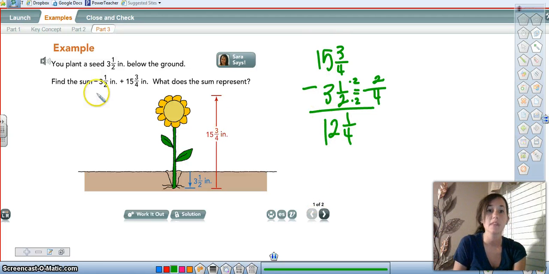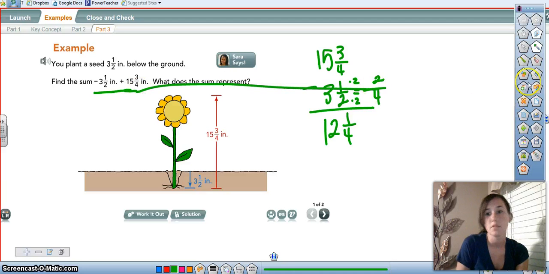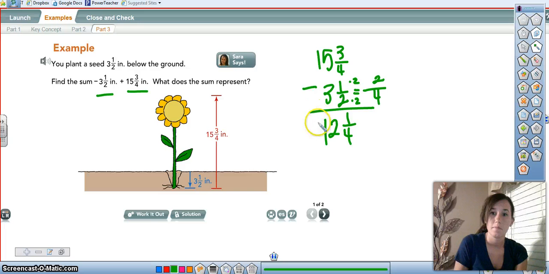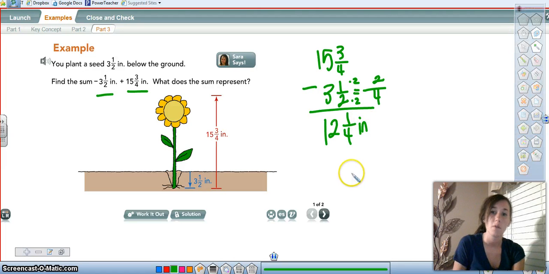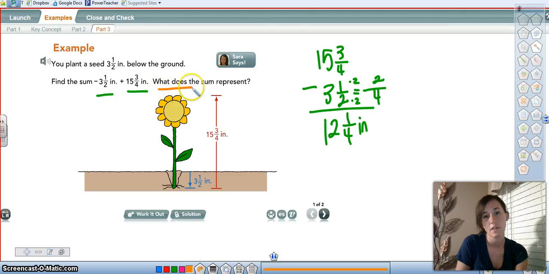Now we keep the sign of the number with greater absolute value. Whoa. So the positive team, or the positive addend, and we would say 12 1/4 inch. What does this represent? We do have another question here to answer. Well, if we're looking at the difference between these two, we're finding the height of the flower above the ground would be 12 1/4 inch.